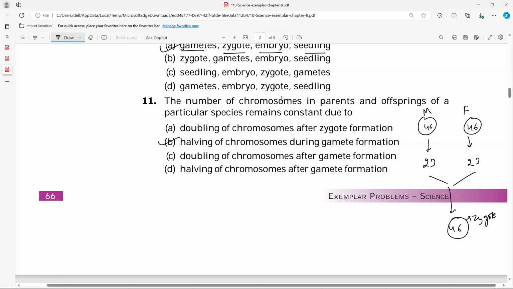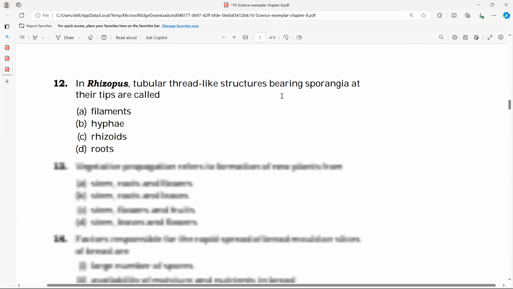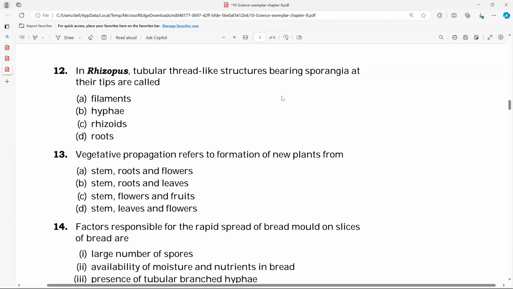What should be the answer for question number 12? Where is question number 12? Option B, then sir. Option B. Yes. It is saying that in rhizopus, a tubular thread-like structure bears sporangia at the tip, and this is called hyphae. The tip of hyphae. This is the rhizopus. This is the fungus in which spore formation takes place.